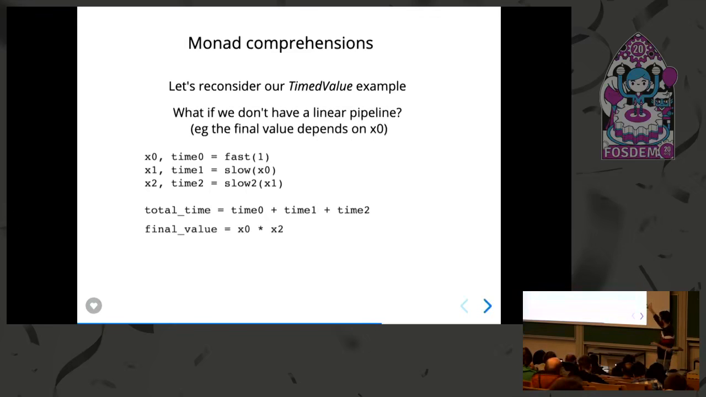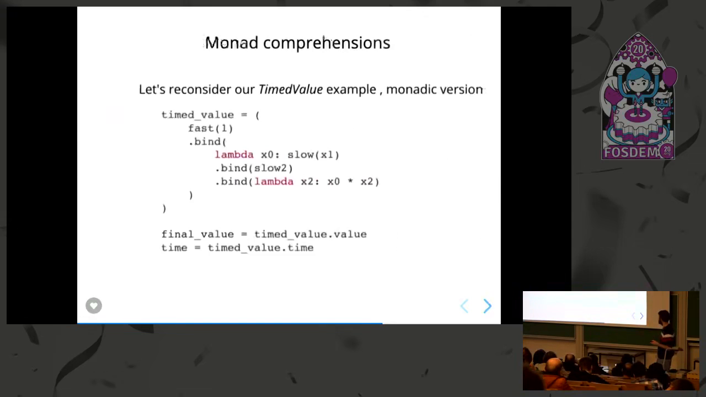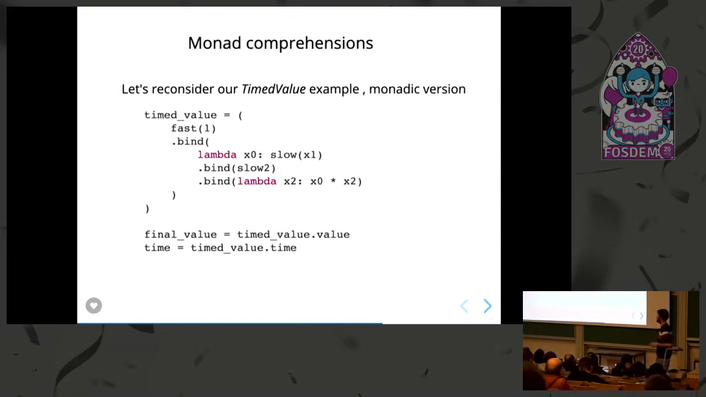For instance, here we have a pipeline where the final value that we are interested in is the first value that we computed. So in the non-monadic version of the code, it would be trivial to do so like this. But with the monadic version, it will be more involved because you need to nest binds in order to create a closure where you can keep x0 in the scope. So can we have something friendlier than that?